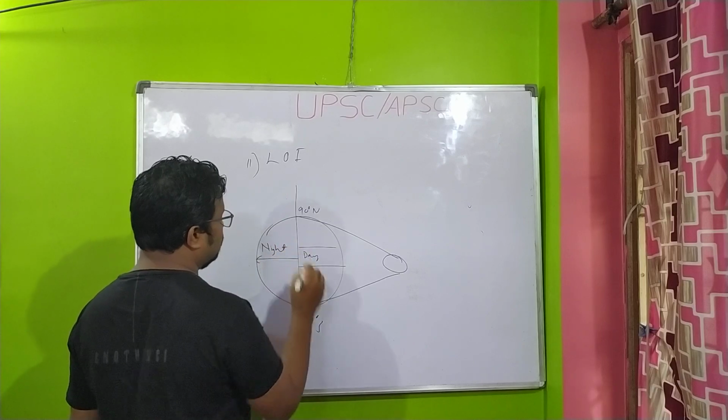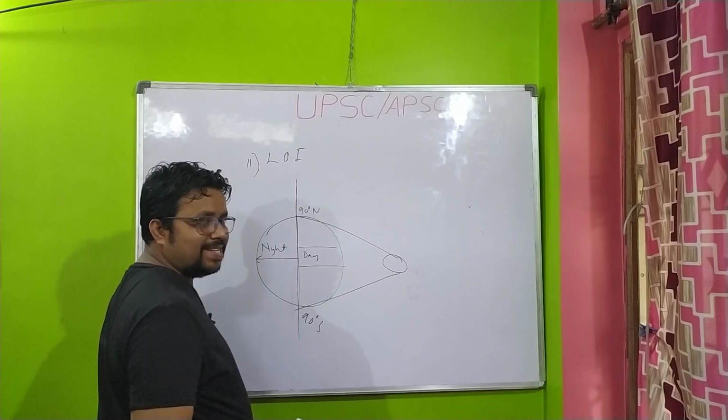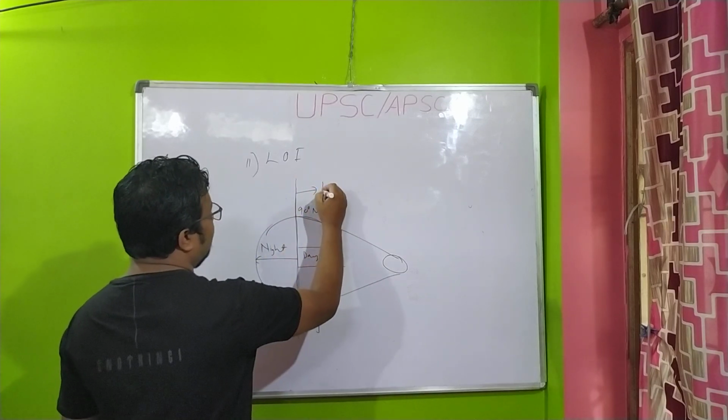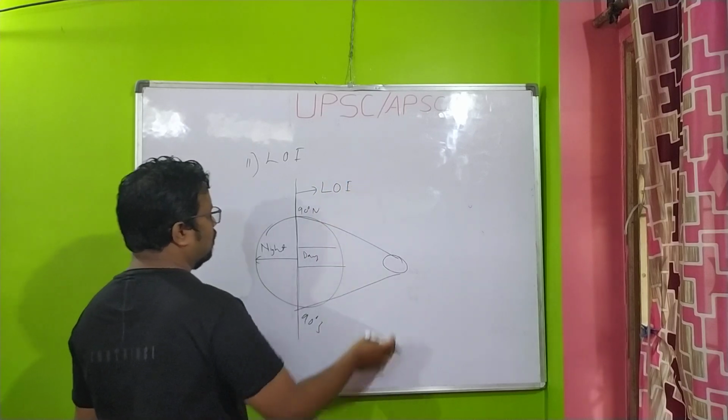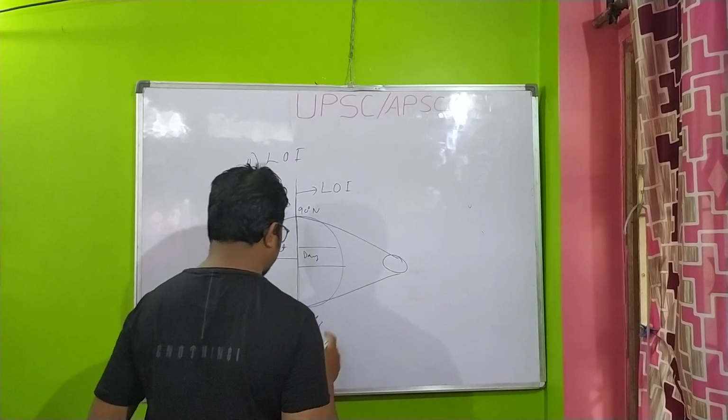Night. So this line is separating day and night. The line which separates day and night is called what? Line of illumination. The line which separates day and night is called line of illumination. Okay.